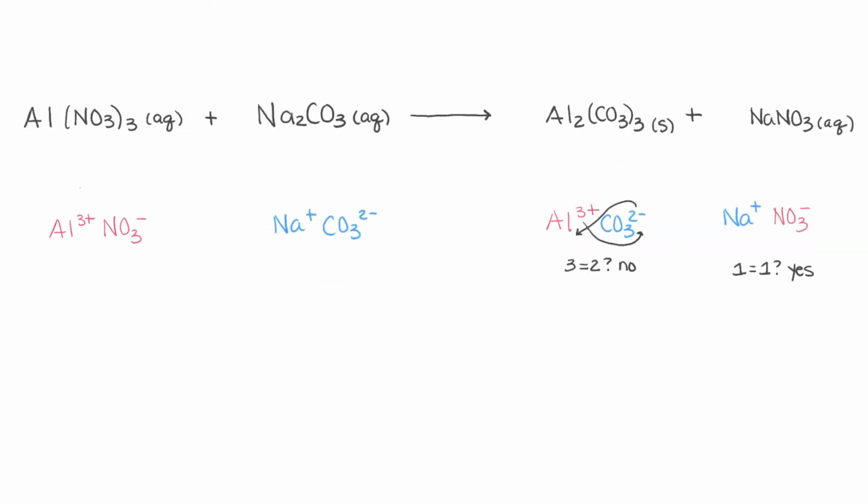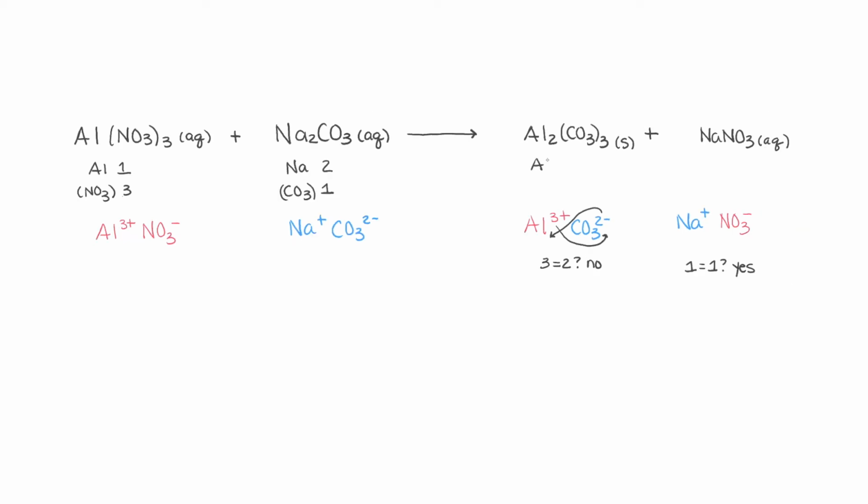We're almost done. Now it's time to balance the chemical equation. So we'll start by keeping track of how many of each element we have below our unbalanced chemical equation. And we'll go ahead and track the polyatomic ions as groups. So we have 1 aluminum and 3 nitrates, 2 sodiums and 1 carbonate on the reactant side, and 2 aluminums, 3 carbonates, 1 sodium, and 1 nitrate on the product side.